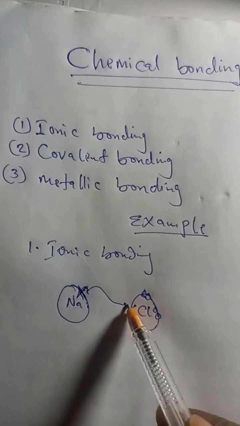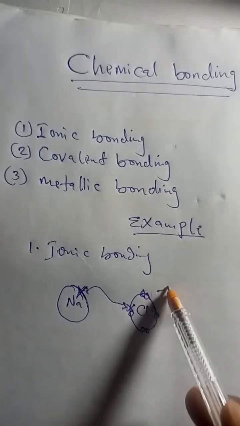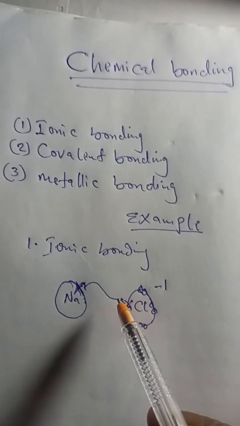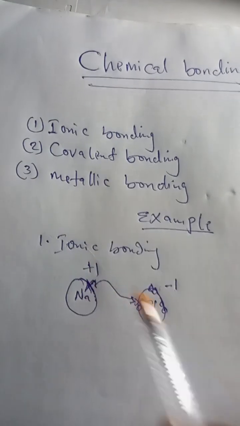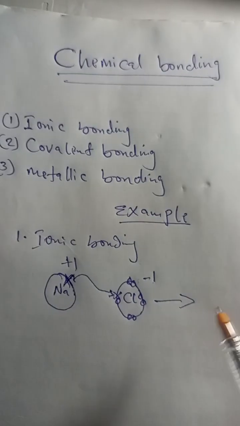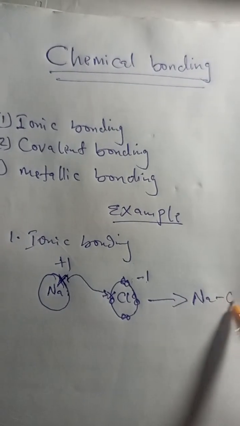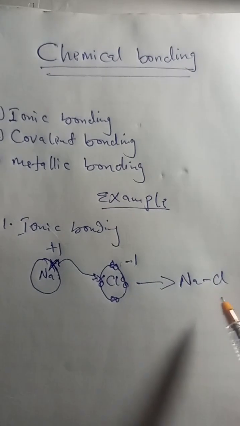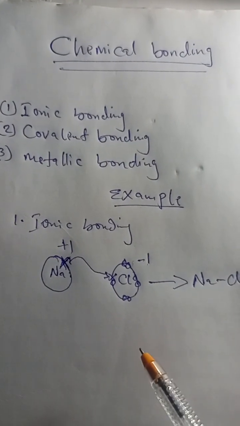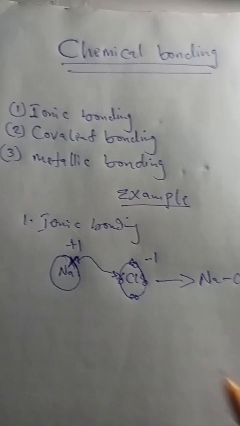So that chlorine now becomes -1. And in transferring this one electron, sodium becomes +1. So they become stable by forming what we call sodium chloride. They now form sodium chloride. This particular bonding is called ionic bonding. All right, this is ionic bonding.